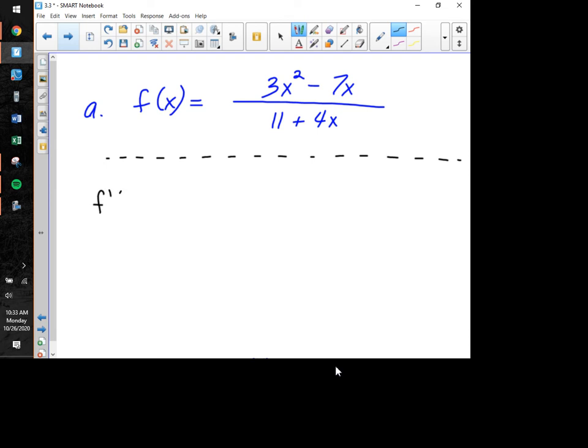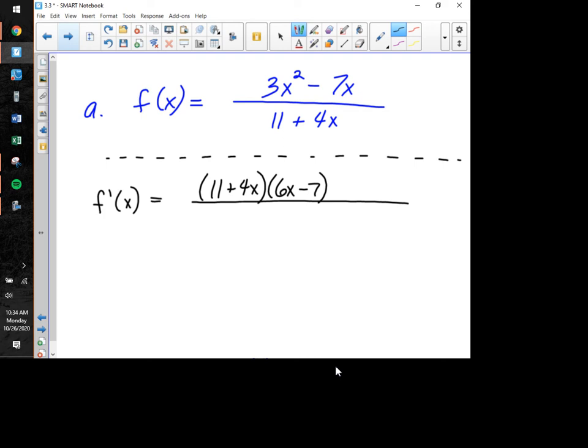So here we go. F prime of x will equal, and remember right away, say these words to yourselves, the derivative of a quotient is a quotient itself. And here we go. We begin with the bottom times the derivative of the top. Well, the denominator here is 11 plus 4x. And we multiply that by the derivative of the numerator. And the derivative of 3x squared minus 7x is 6x minus 7. This is binomial times binomial. It really doesn't matter, even for aesthetics, where you put the 6x minus 7. If you wanted to put it out front, you are more than welcome to do so.